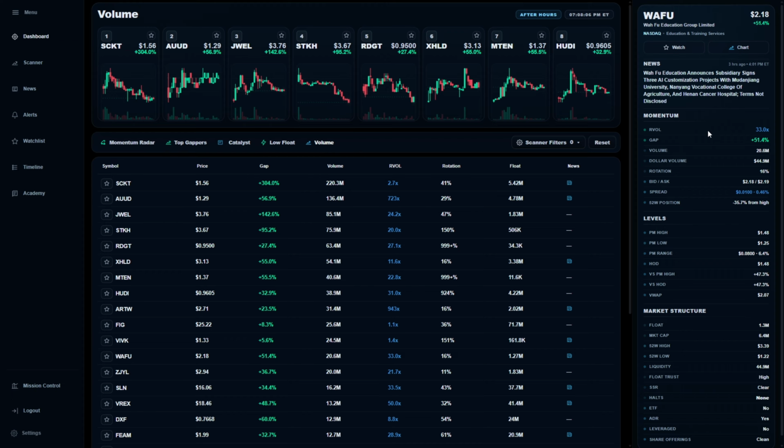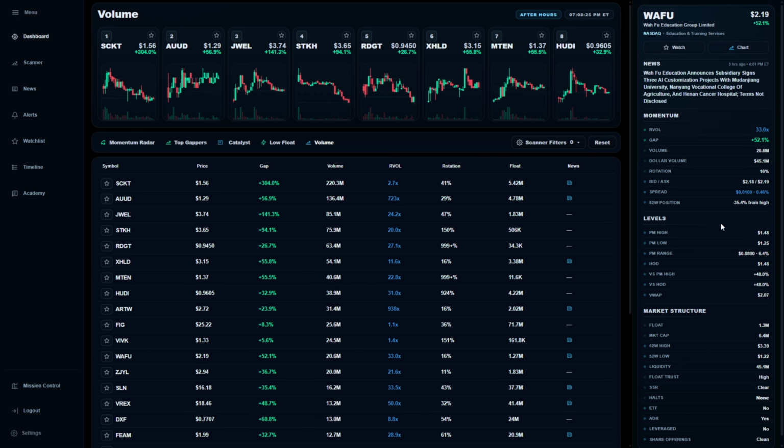The Momentum section highlights key trading statistics, including metrics such as relative volume, gap percentage, float rotation, and other important market data. Together, these values provide a quick snapshot of how the stock is performing during the current session.